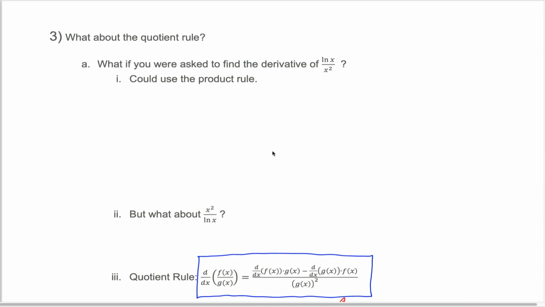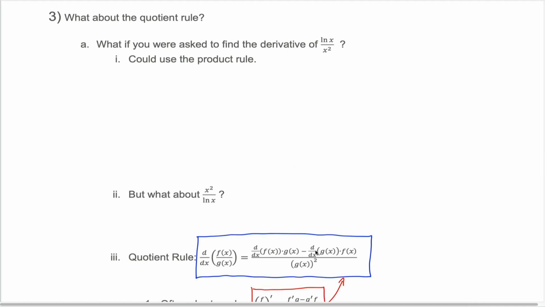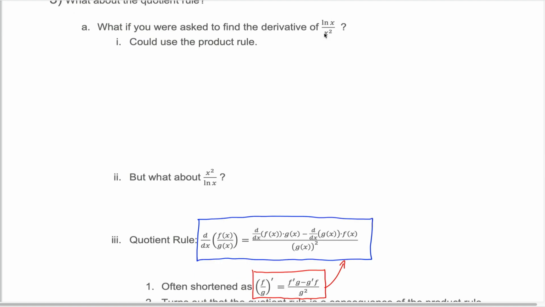With this rule, we can take derivatives of things that kind of look like fractions that are quotients, like the derivative of the natural log of x over x squared, for example. If we're taking the derivative of natural log of x over x squared, think the f of x is the natural log of x, and the g of x is the x squared. So we just plug things into this formula. We get the derivative of the top, the natural log of x, times the bottom, the x squared, minus the derivative of the bottom, the x squared, times the top, the natural log of x.